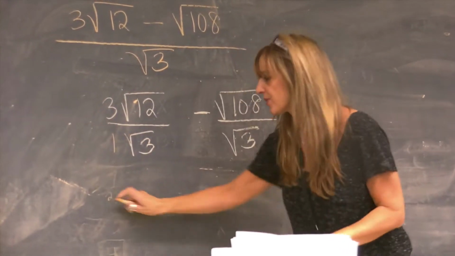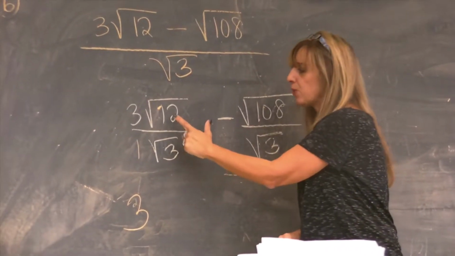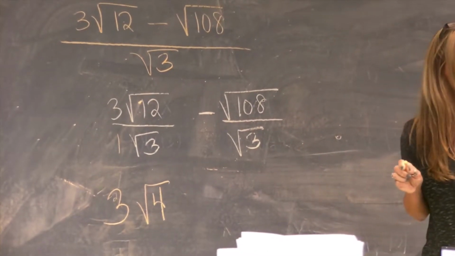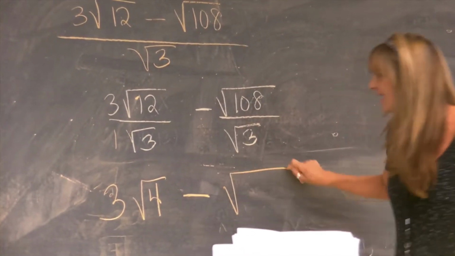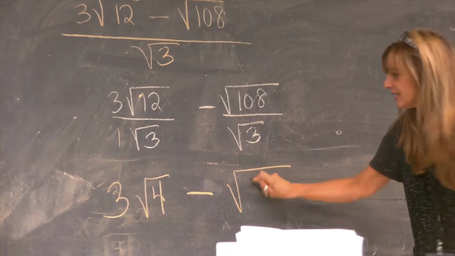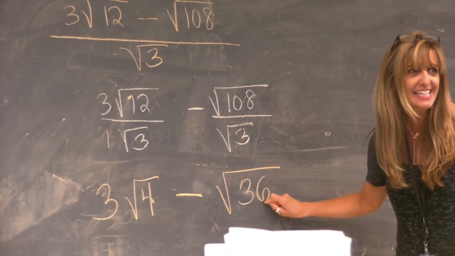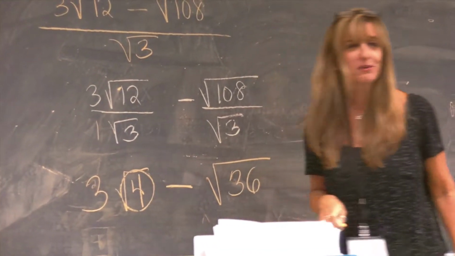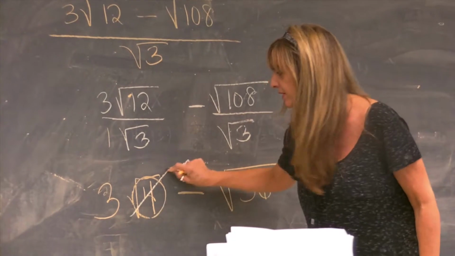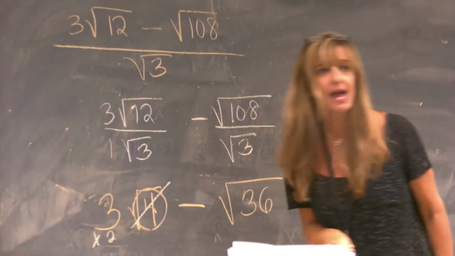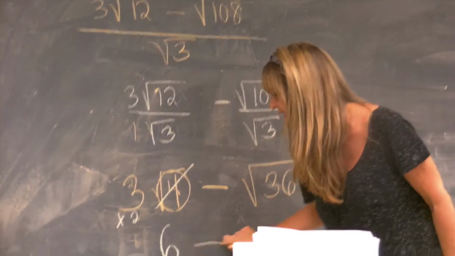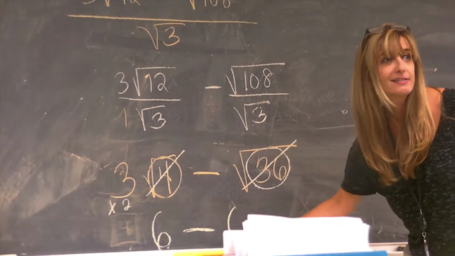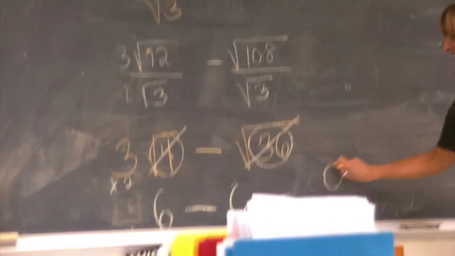So 3 divided by 1 is 3. Rad 12 divided by rad 3 is rad 4. Did I do that right? Minus, and then rad 108 divided by 3 is rad 36. Did I do that right? Hey, guess what? The square root of 4 is perfect. The square root of 4 is 2. It gets multiplied by the outside coefficient, and you're left with 6. The square root of 36 is perfect. The square root of 36 is 6. And the final answer is 0.